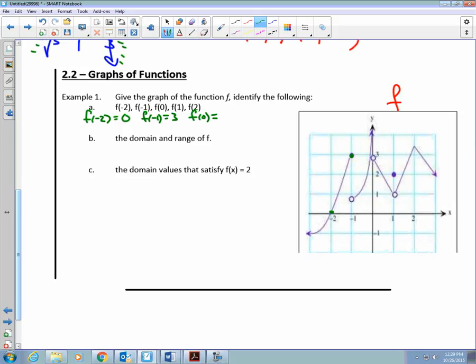F of 0. F of 0 is somewhat interesting as well. You notice if you plug in 0, you have an open circle there, and then this graph seems to just kind of go straight up. It follows right along the y-axis, but never crosses it. So is there a value at 0? No. So we would say it's undefined.